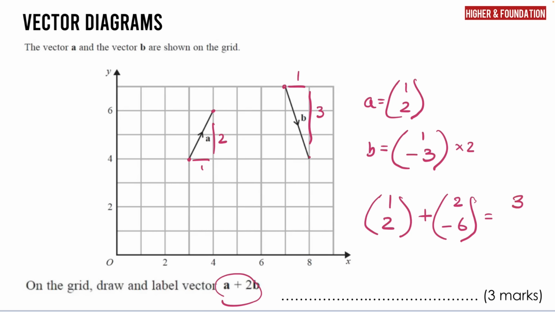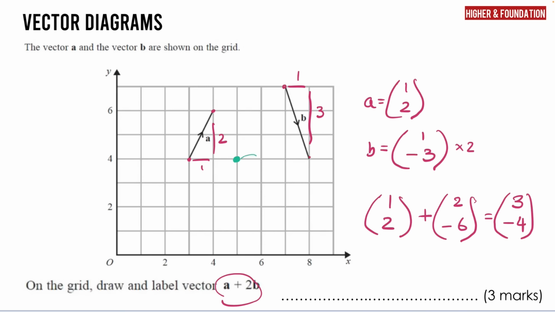2 add negative 6 is negative 4. As we are adding a negative, we just take away 6. And we just need to find a place where we can draw this. That means 3 to the right and 4 down. So I want to go somewhere where I can at least go 3 to the right. So maybe I could fit this in here.